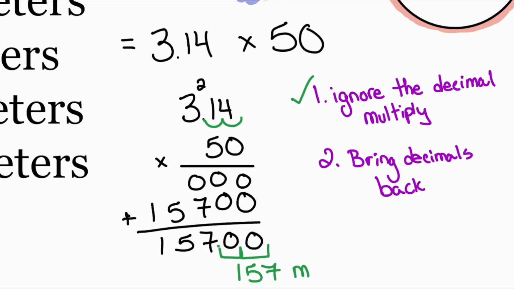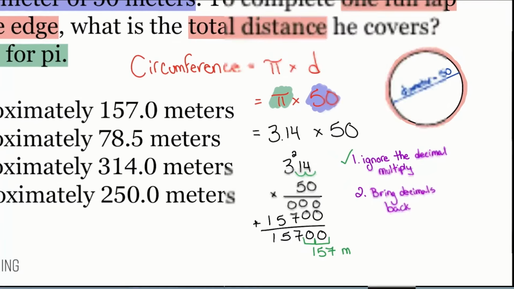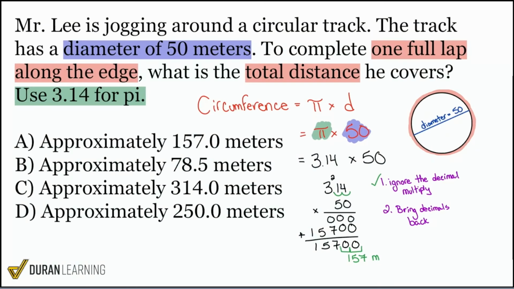Square meters would be area. Exactly. So with that said, everybody, booyah, let's go ahead and zoom it on out. Here you go. The correct answer here will be A, approximately 157 meters. And there's our first problem.